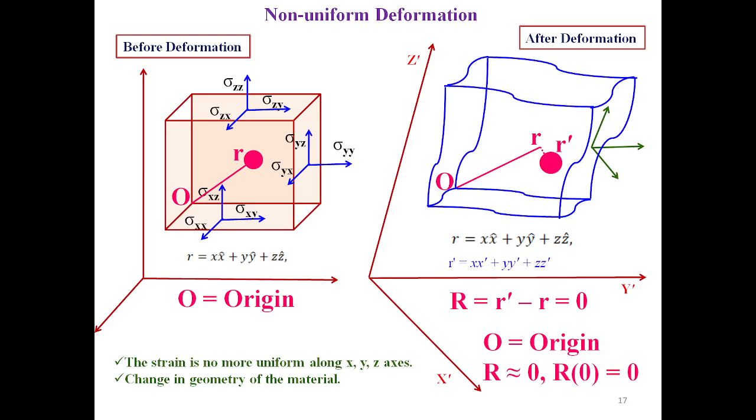Here let's consider the origin of the atomic position R is close to the deformed position of the atom. The displaced atom is at R prime. Since the positions of the atom before and after deformation are very close, the displacement R is 0. That means R prime minus R equal to 0. So R with respect to the position of the atom, that means the capital R with respect to the small r, is equal to 0. That means R of r equal to 0, since these two positions are very close.